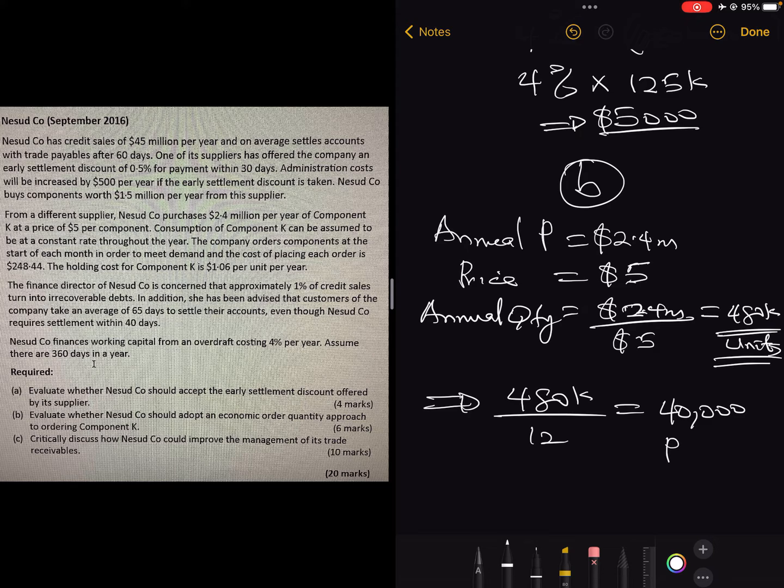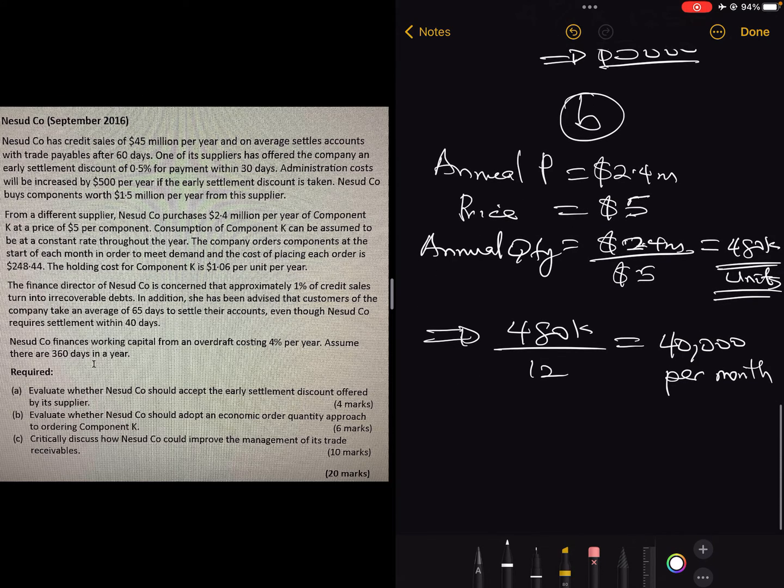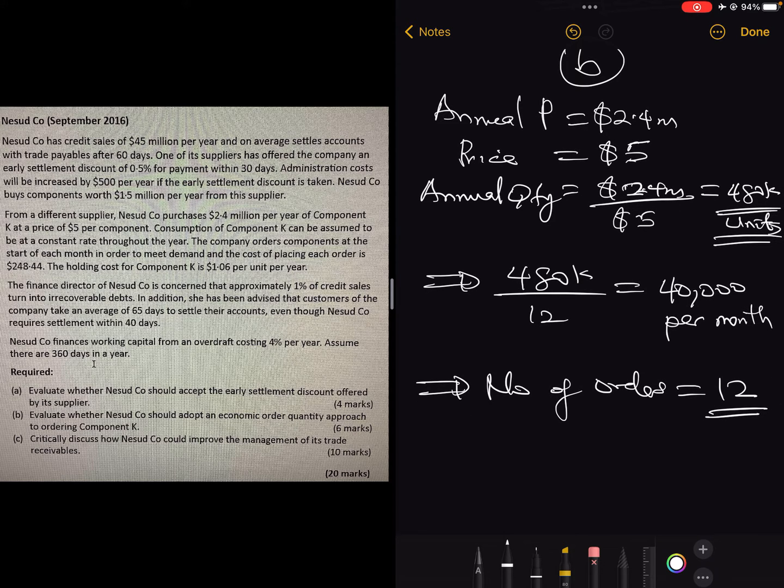Per month, because the consumption is very constant. So we can assume every month 40,000. Which means we're going to have how many orders? We're going to order 12 times. So number of orders obviously will be 12 because we order every month. And 40,000 every month will give us 480,000 that we need on an annual basis.